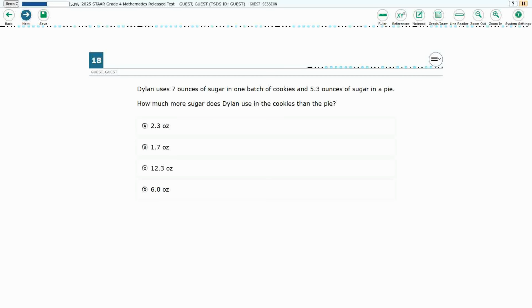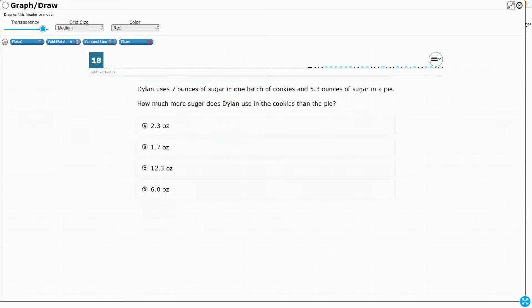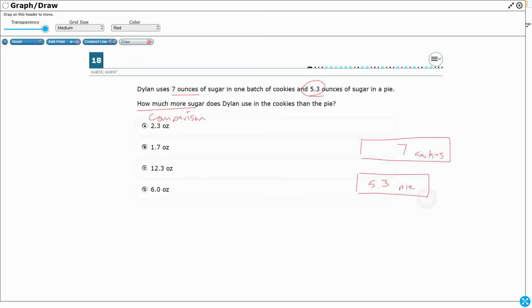For number 18, we are looking at adding and subtracting whole numbers and decimals. This is going to be Dylan with 7 ounces of sugar in 1 batch of cookies. We've got 5.3 ounces of sugar in a pie. How much more? So this is a comparison. Since we are comparing these two, think about it like this. We've got 7 ounces of sugar in the cookies, and we've got 5.3 in the pie. 5.3 is less than 7. And we are looking for this gap right here.